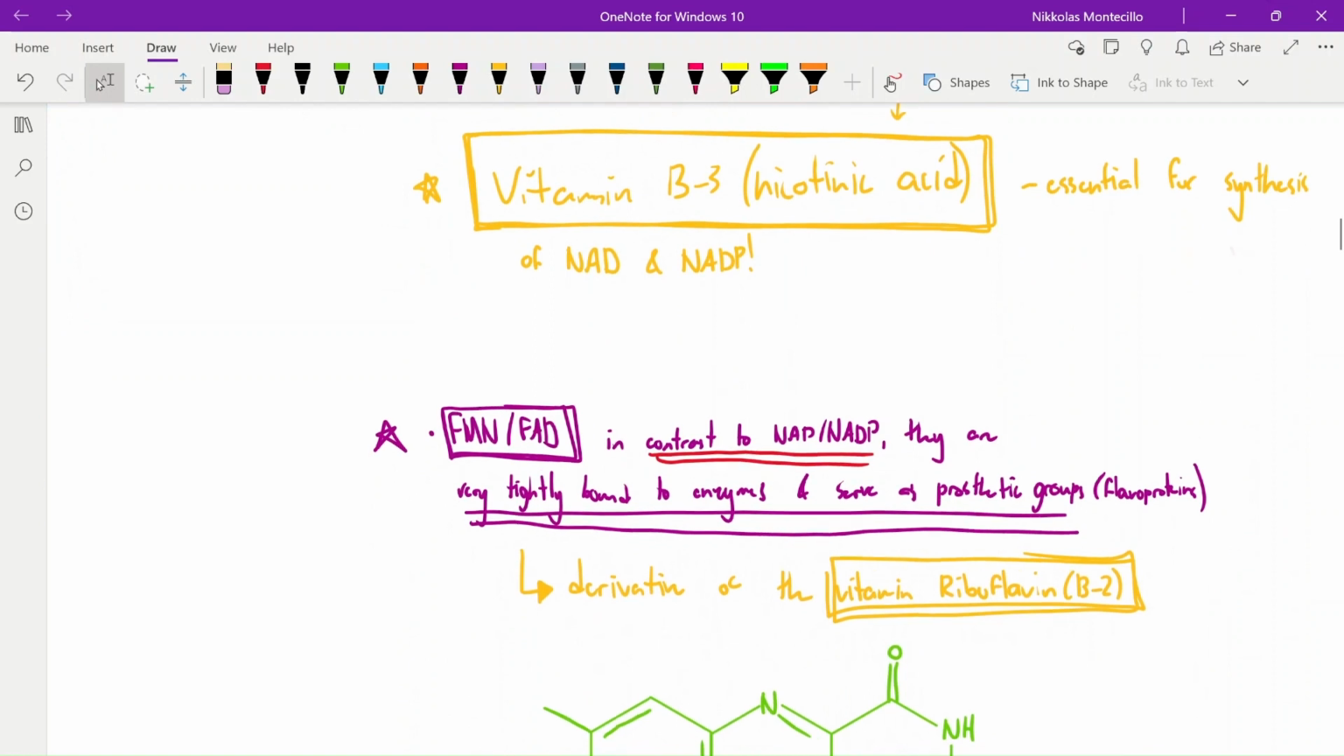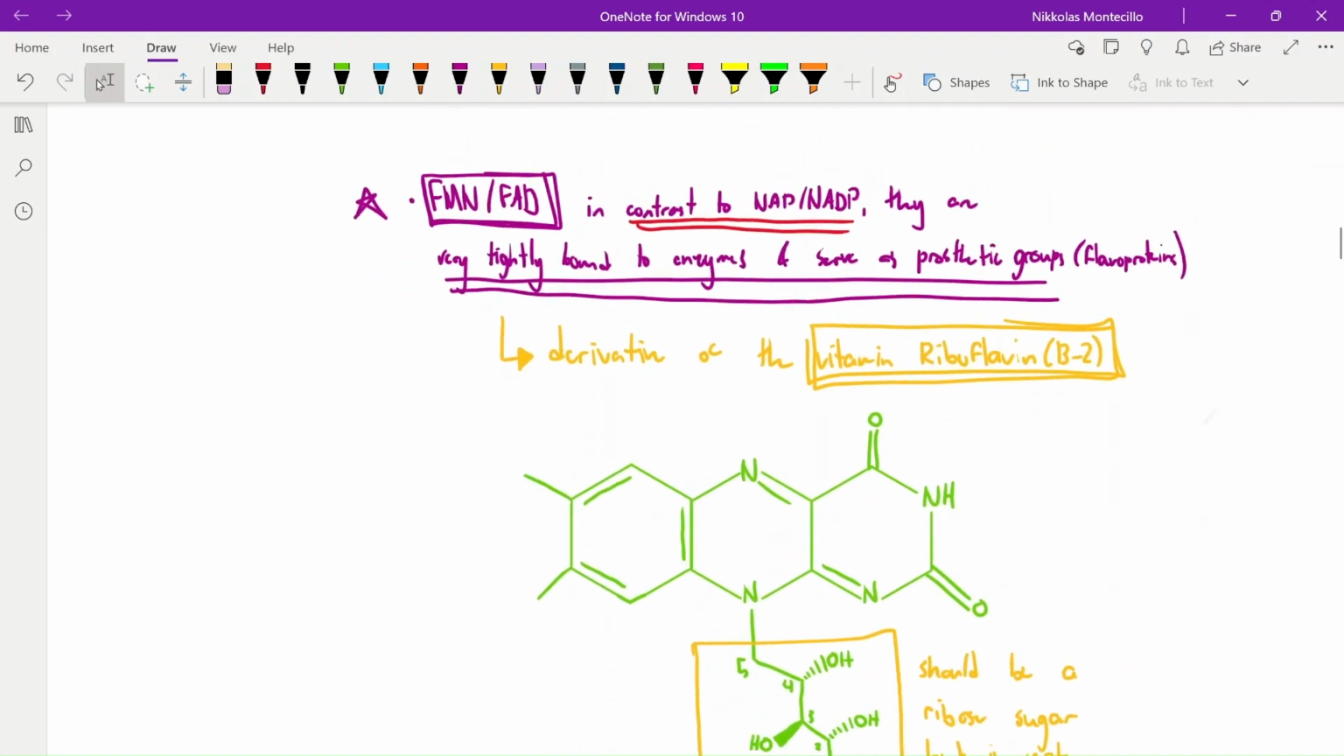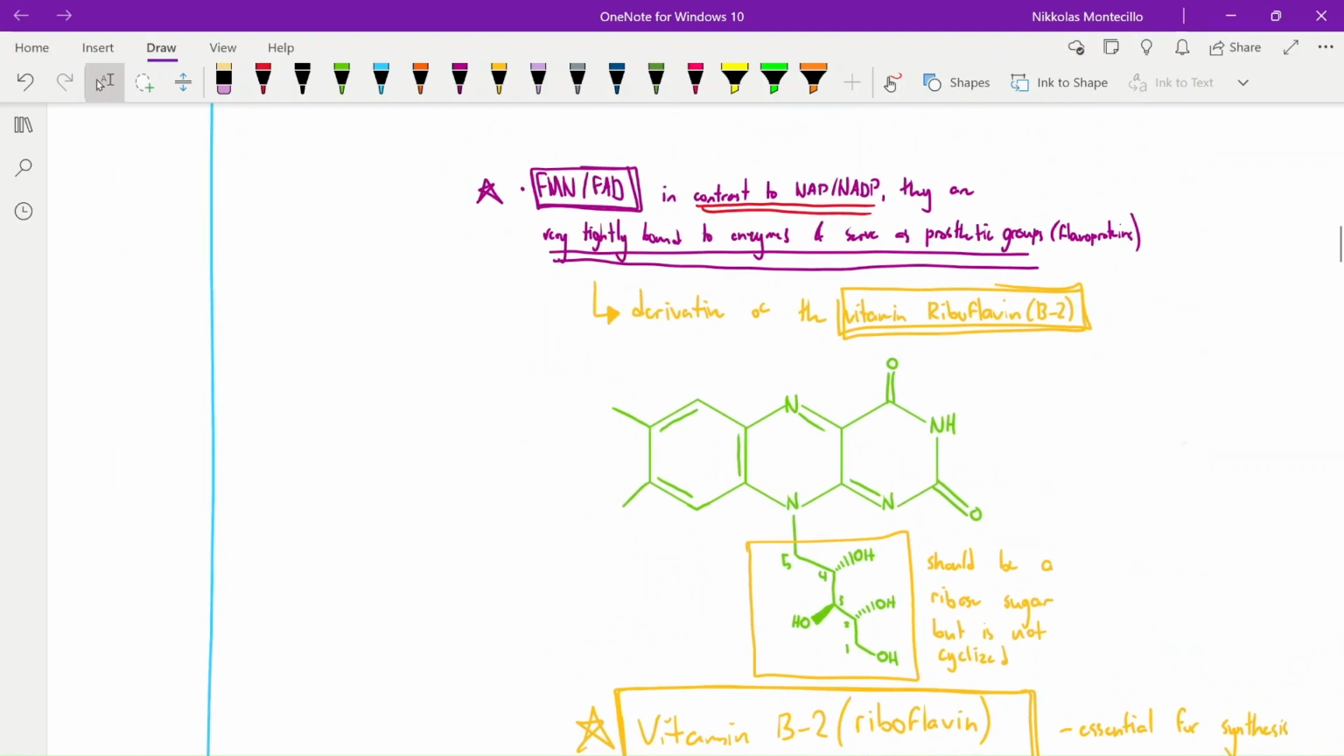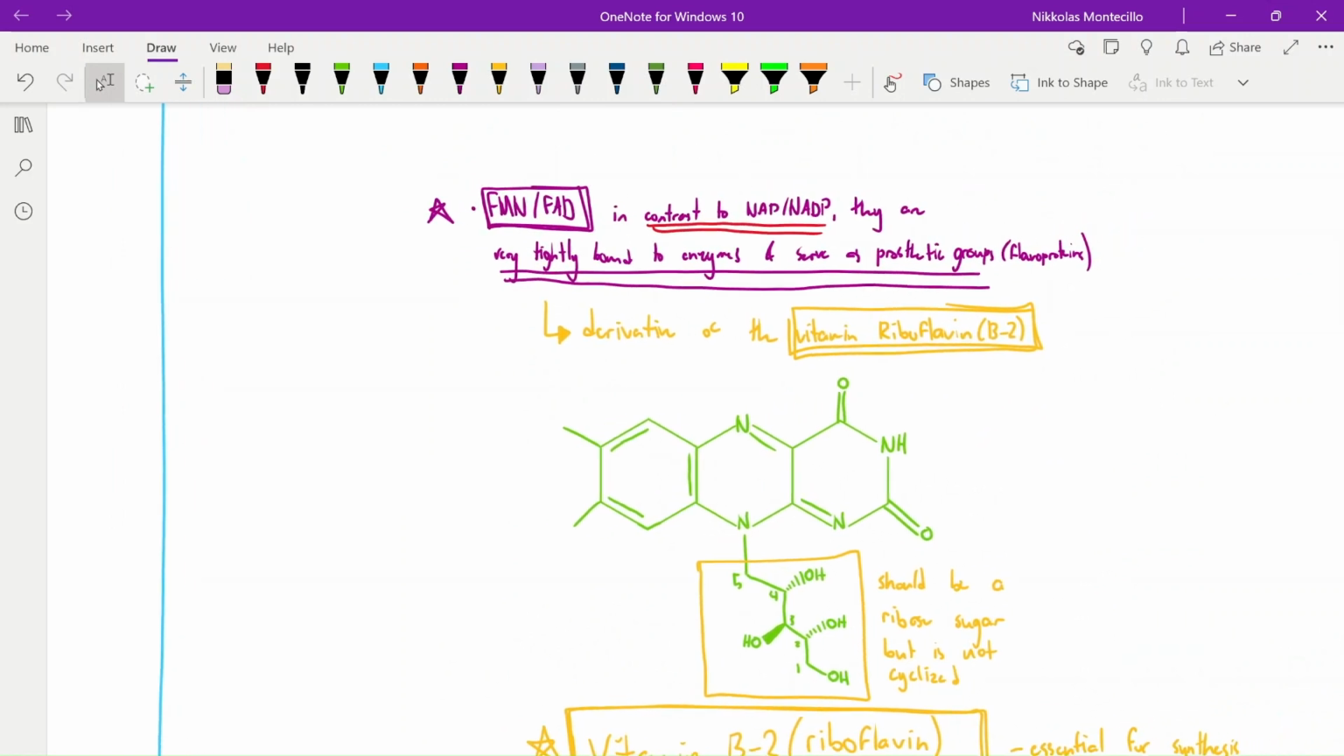The same thing with FMN and FAD, which is flavin adenine dinucleotide. In contrast to NAD or NADP, they are very tightly bound to enzymes and serve as some sort of prosthetic group, and this is what we call flavoproteins, right? Now FAD and FMN are actually derivatives of the vitamin riboflavin, or vitamin B2, right? Which is also another important vitamin to include in your diet, right?